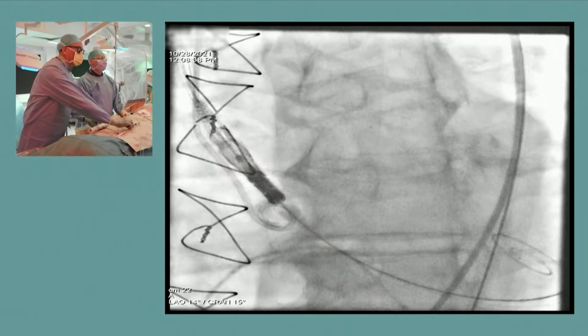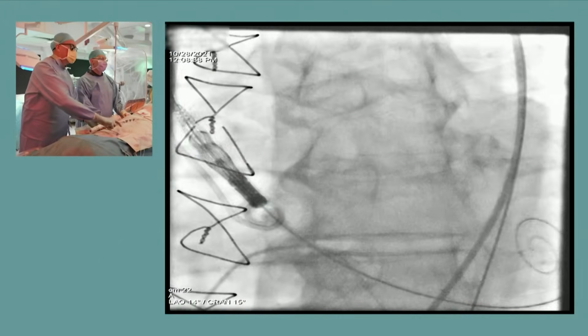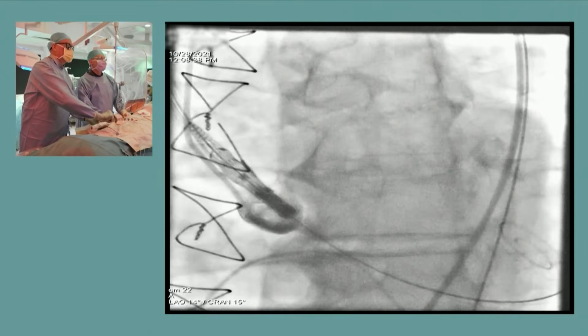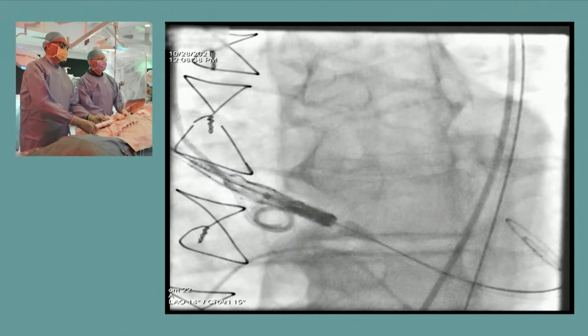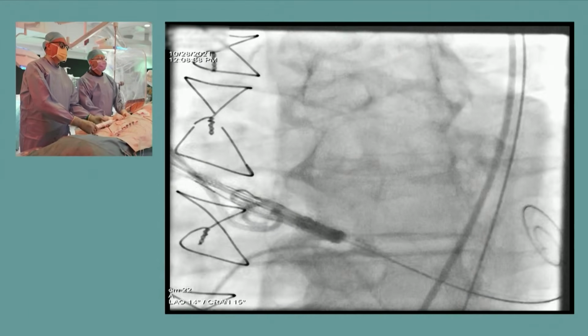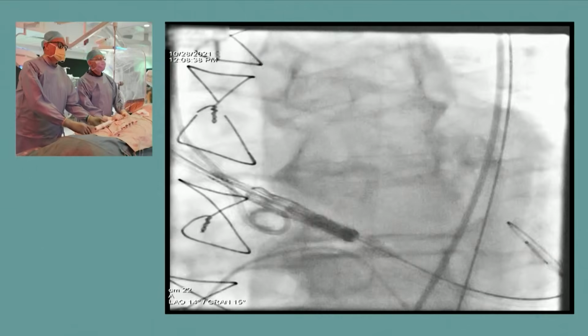Any comments on whether we should use cusp overlap view or 3-cusp view to do the commissural alignment? I'd say typically we tend to use more the 3-cusp view, but I think we can discuss that further a little bit once the case is done.